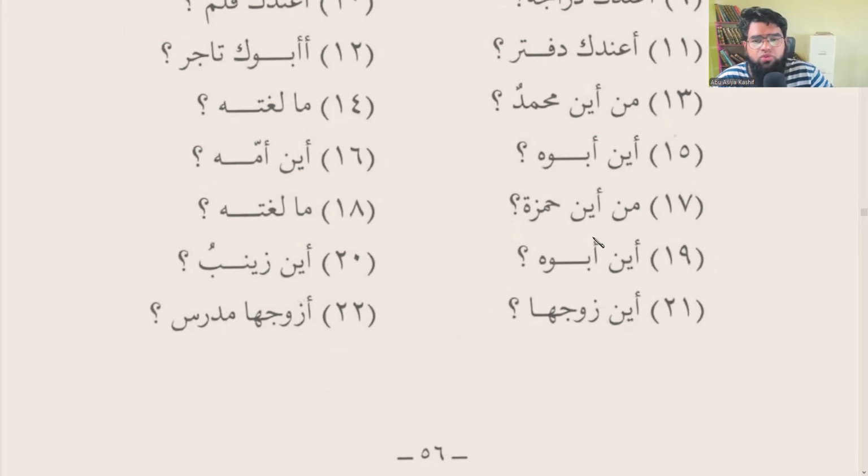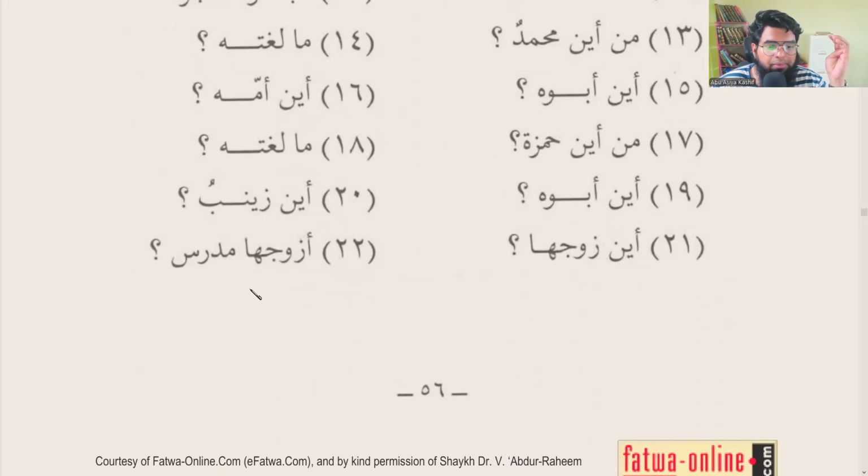من أين حمزة؟ From where is Hamza? هو من اليابان. حمزة من اليابان, or you can say هو من اليابان. ما لغته؟ لغته, what's his language? لغته اليابانية. Japanese. أين أبوه؟ أبوه في اليابان. أين زينب؟ زينب في الكويت. أين زوجها؟ زوجها في الكويت أيضا. زوجها مدرس؟ Is her husband a teacher? لا, هو مهندس. He's an engineer.